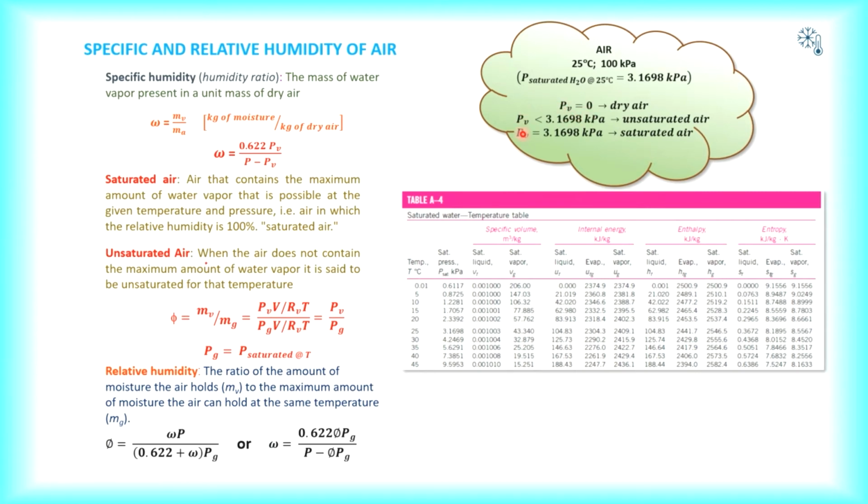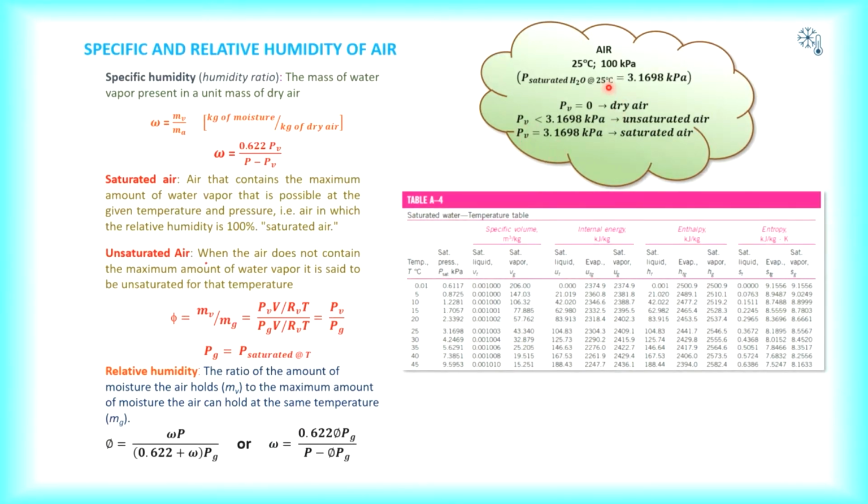Now PV is always less than 3.1698 kPa when the air is not saturated. When the air is not saturated, it's always less than this pressure at this temperature. Then when PV reaches this pressure at 25 degrees C, that means the air has become saturated, and this will change to PG. When PV approaches 3.1698, that is for saturated air. This PV would be equal to PG.